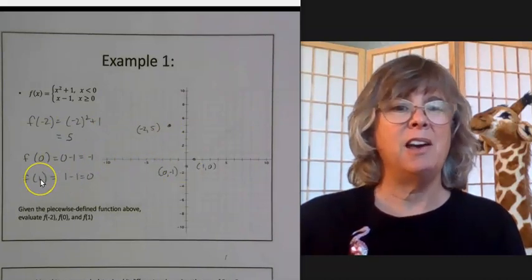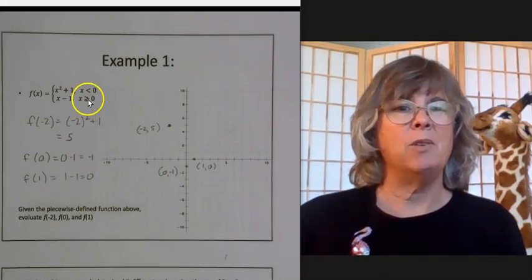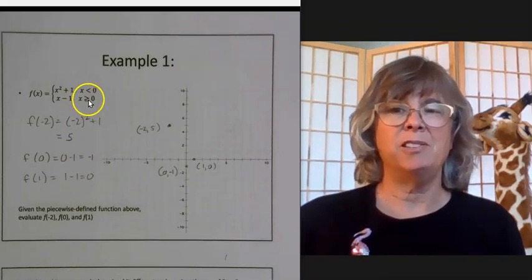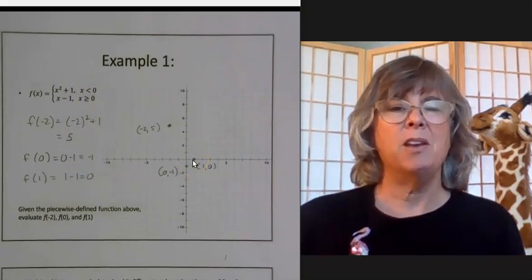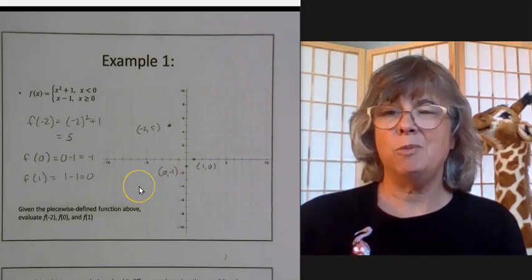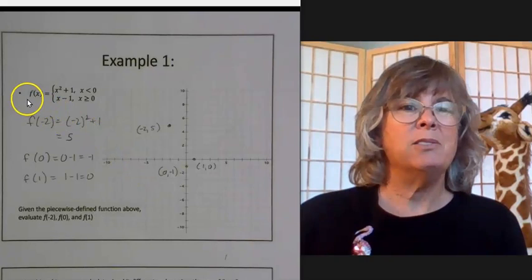I plotted it. F at 1: I thought, okay, if I plug a 1 in, this 1 qualifies to be in this interval, so 1 minus 1 is 0, and there's that point right there. So this is how I establish individual points that fit into the piecewise function. So now let's actually graph this.